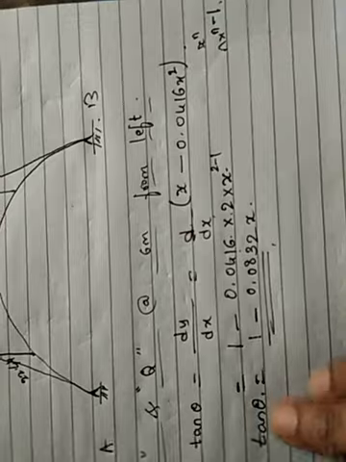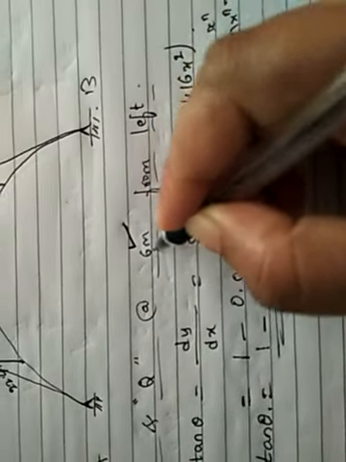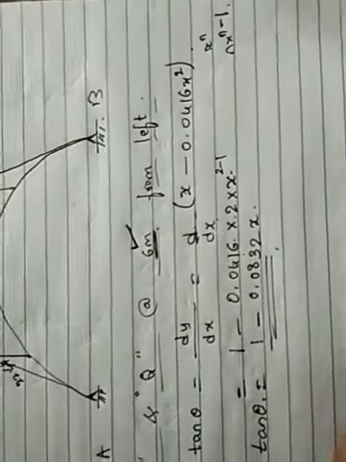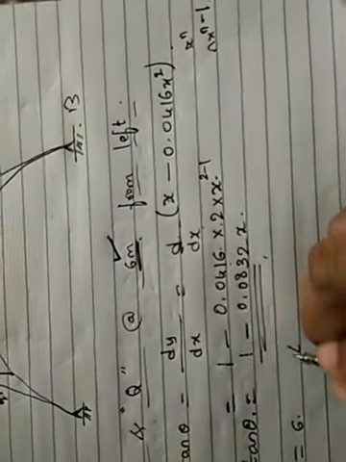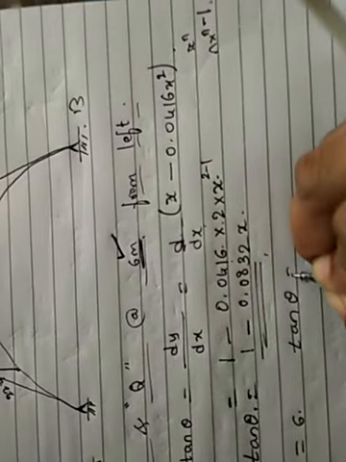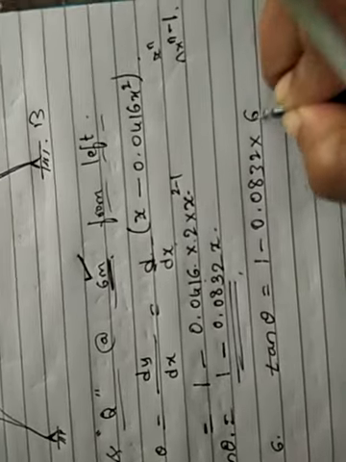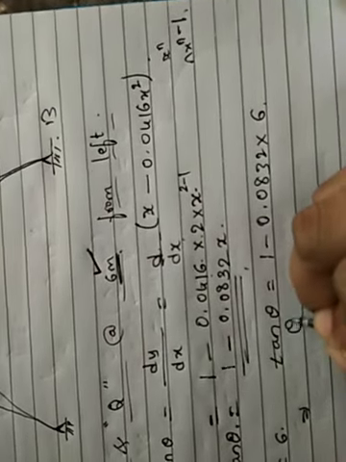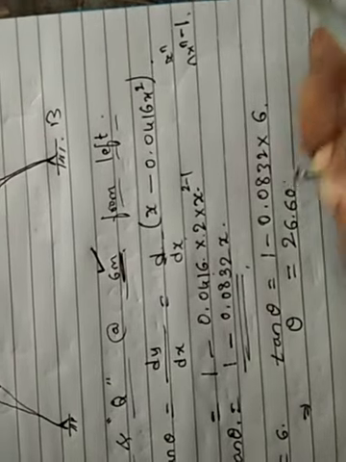Now it's given that we have to find out normal thrust and radial shear at a distance of 6 meter. It means that substitute x is equal to 6. Then calculate tan theta. Tan theta is equal to 1 minus 0.0832 into 6. So from this we get theta is equal to 26.60.